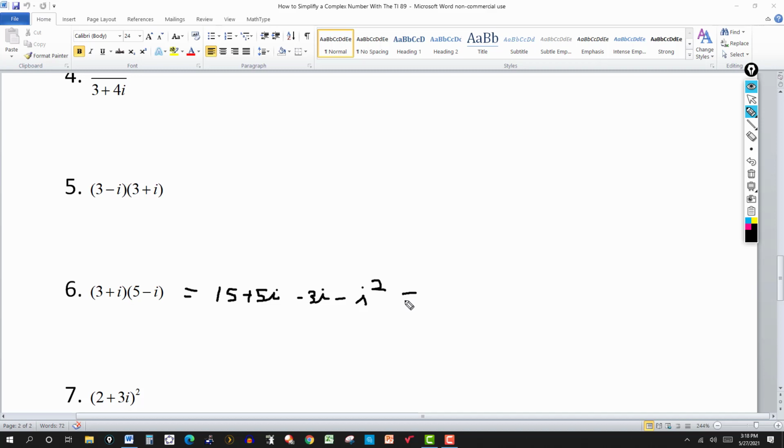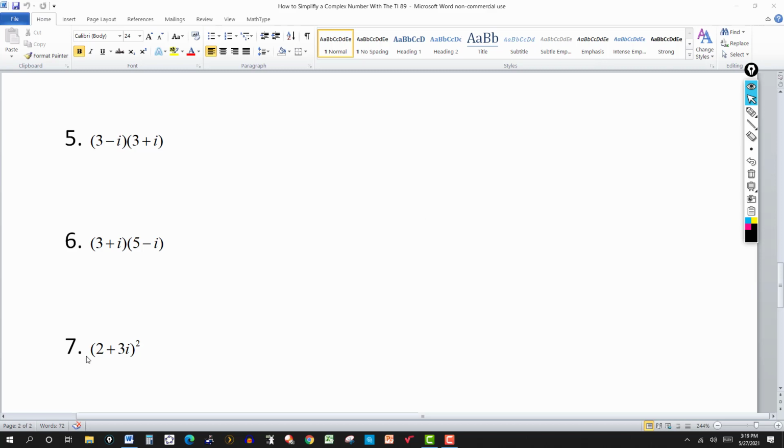So then we go ahead and combine this. Again, i squared is a negative 1. So minus a negative 1, that's a plus 1. So that's the real parts. 1 and 15 is 16. And then we're left with these two. Again, I just have to combine the coefficients. In this case, 5 minus 3 is 2, so plus 2i. It's in the standard form here. That's your answer.